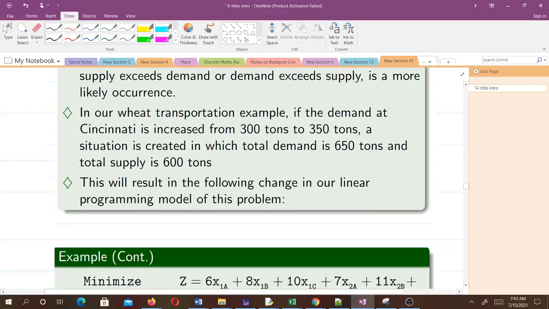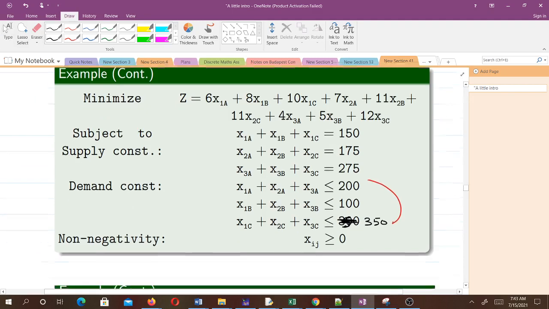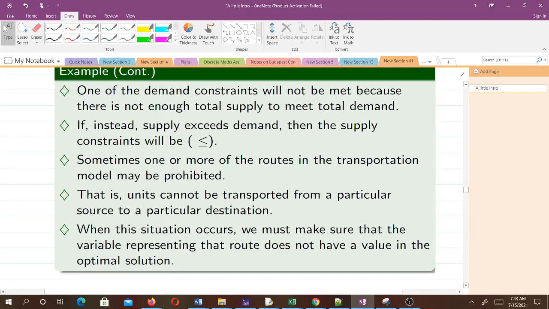So this will result in the following change in our LP problem. You can see that because the demand exceeds the supply, we now have less than or equal to for the demand constraints. Okay. So instead, if supply exceeds demand, then the supply constraint should rather be less than or equal to.